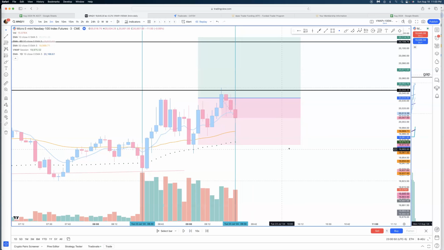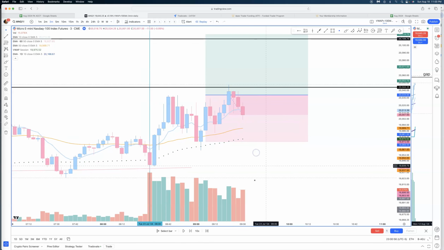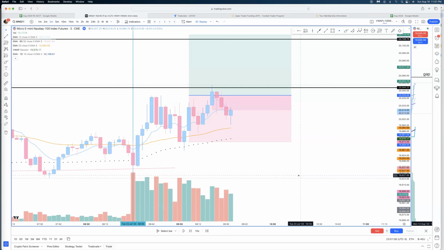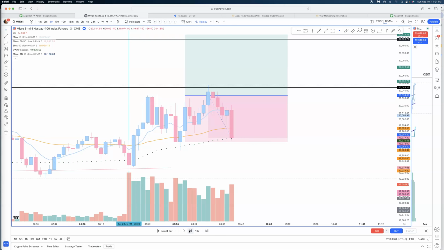Again, I'm wondering if my stop was just a little too tight. And then 9:30, here's 9:30. Usually what I've been doing is I haven't been really trading the first hour of the market open. So I'm still trying to get used to taking setups within that first hour. Okay. Yeah, that stop was way too tight.